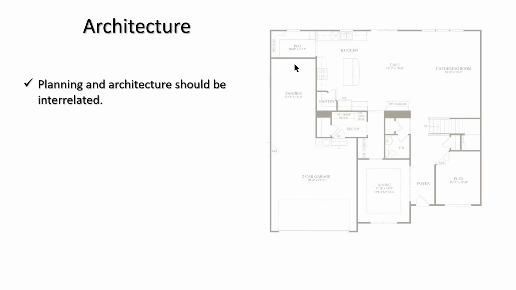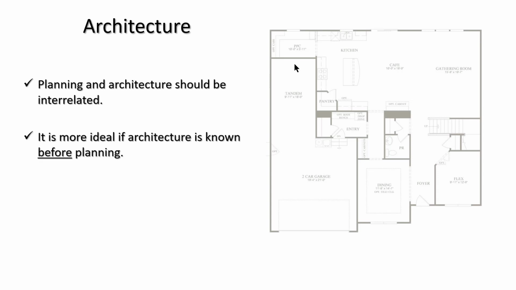So architecture and planning should be interrelated, and that's part of this holistic approach for LandMentor. It's more ideal if the architecture is known before planning. If you know the floor plan, if you know the facade, what's a good looking side of the home, where is the not so good looking side that you might want to hide during the planning process? Where are the views? What are the suggestions that you could do to increase the views?